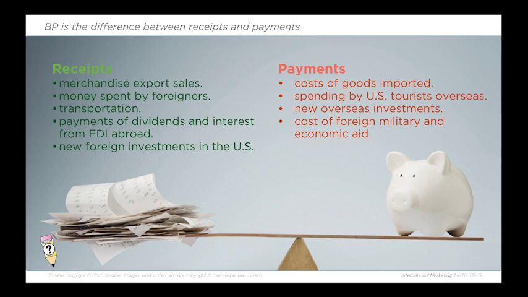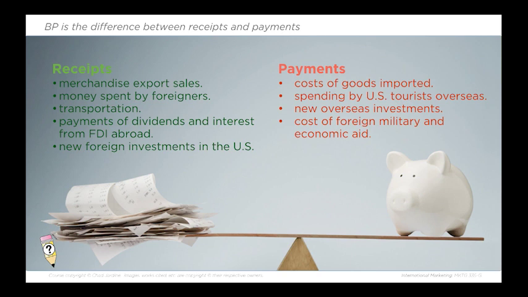And then foreign investments in the U.S.: if a foreign company comes to the U.S. and builds a product, then that is money going into the U.S. from that foreign market. So I guess hiring somebody doesn't really work. But if they come in and they build a factory, then the workers that are local are getting paid with money that came from a foreign market. And so that becomes a receipt to the U.S. Now, the reverse, payments.